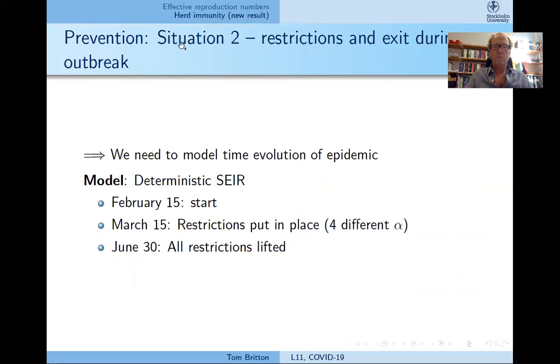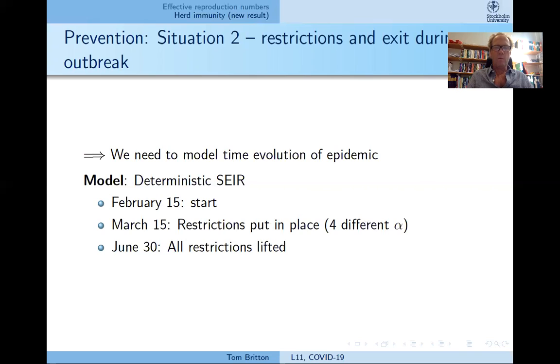In situation 2, we looked at a more realistic situation, but of course solutions can only be illustrated by diagrams. So we looked at the following situation. The epidemic started February 15. We used a deterministic SCIR. And then 1 month later, restrictions were put in place, and we considered 4 different values of alpha. And then June 30, all restrictions were suddenly lifted.